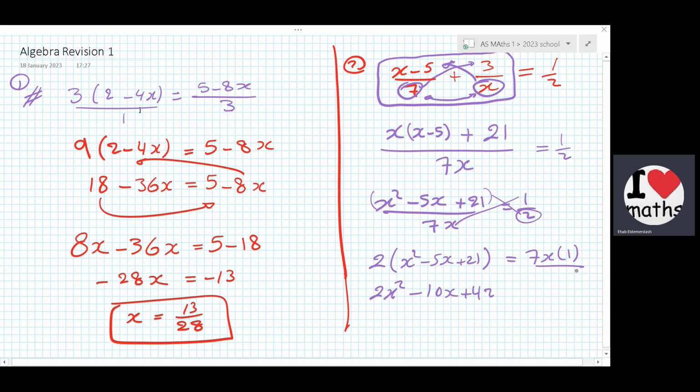Why do I have to send it to the left side? It's a quadratic equation. What is the meaning of quadratic? It's an equation of the second degree, the highest power of x is 2. If it's x to the power of 2, what should we do? We have to send everything to the left side. So I will send it to the left side, making it minus 7x, equal to 0. In this equation I can keep 2x squared, minus 10 and minus 7 together will be minus 17x plus 42 is equal to 0.